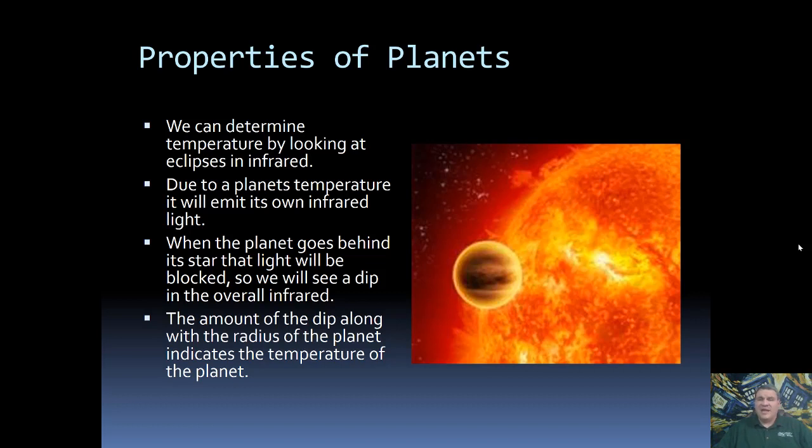How big that dip in infrared is tells us the temperature of a planet. In this case, the planet's going to have to be really, really hot to give off enough infrared that it's easily identifiable compared to the star. But it is doable. In fact, just recently, meaning a few years ago, we found a planet that has a surface temperature hotter than the coolest stars, which is kind of incredible.